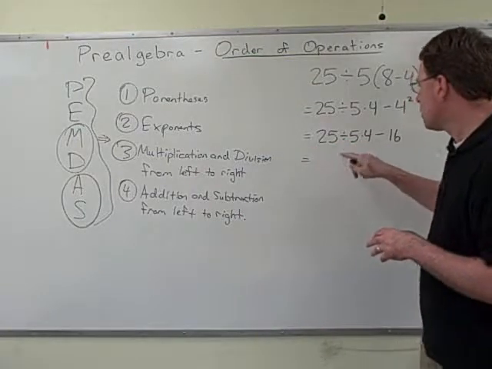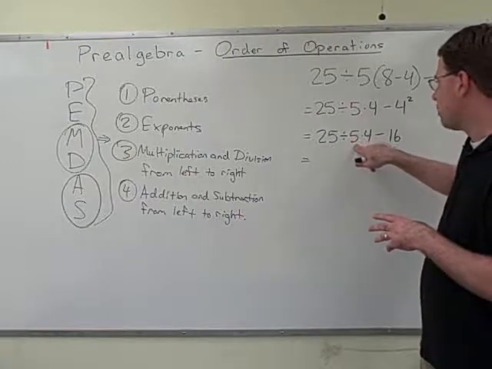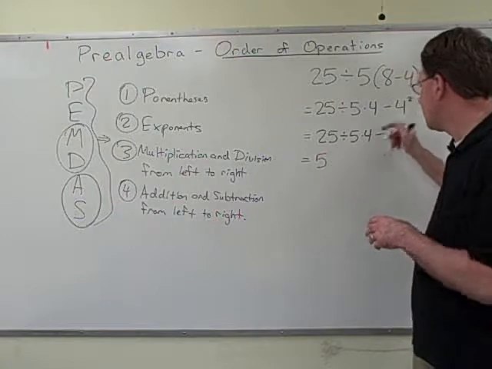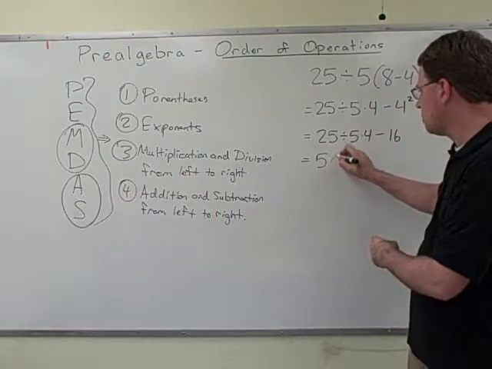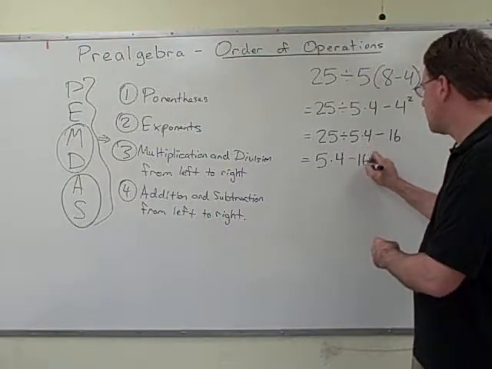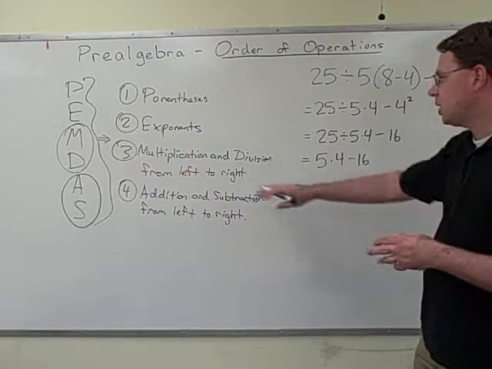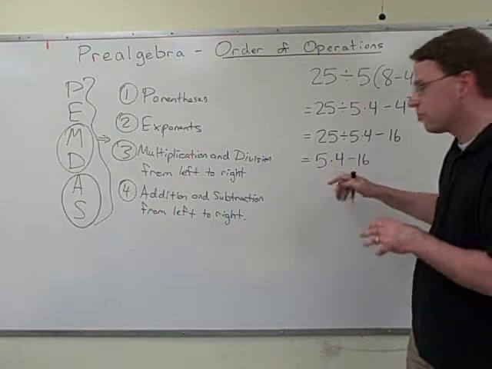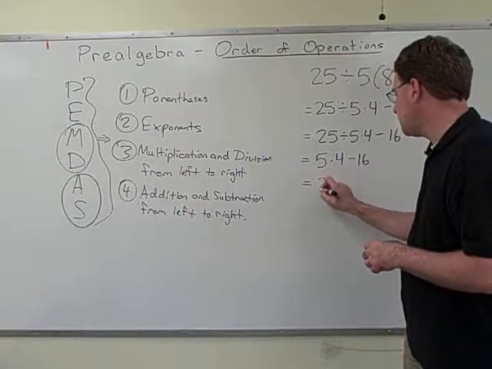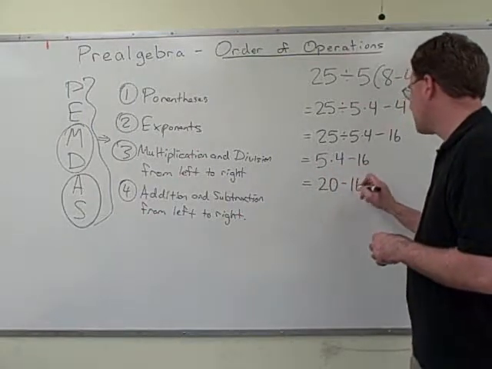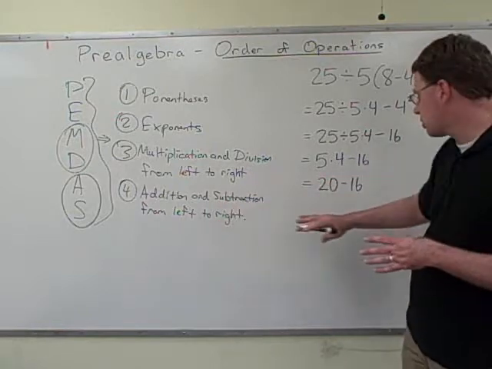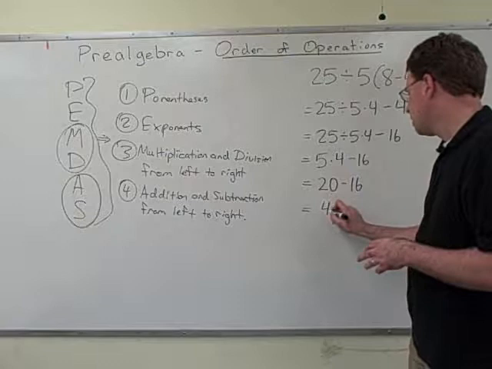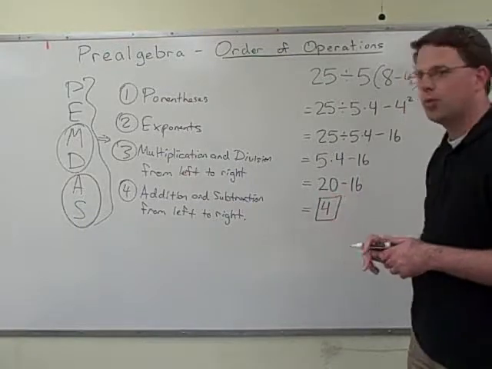So 25 divided by 5, we do that, that's 5. Okay, and then we write everything down, still times 4 minus 16. Any more multiplication and divisions to do? Yeah, there's this one right here. So 5 times 4, that's 20 minus 16. And now we can get to the addition and subtraction. There's just one subtraction, so we do that one, and 20 minus 16 is 4.